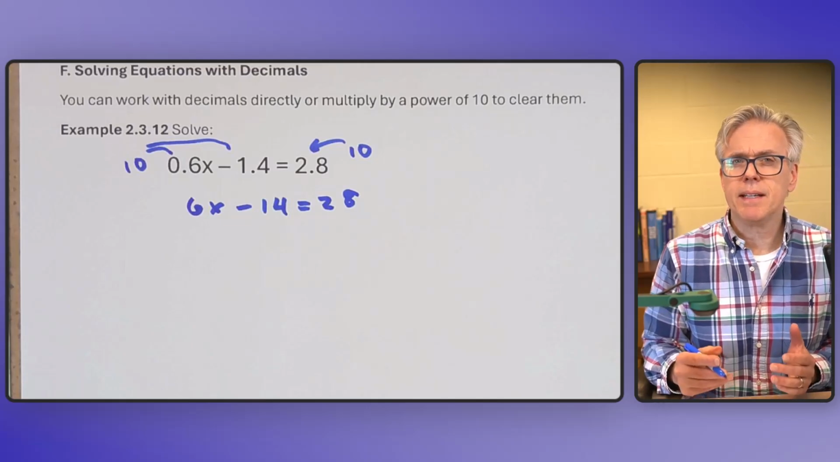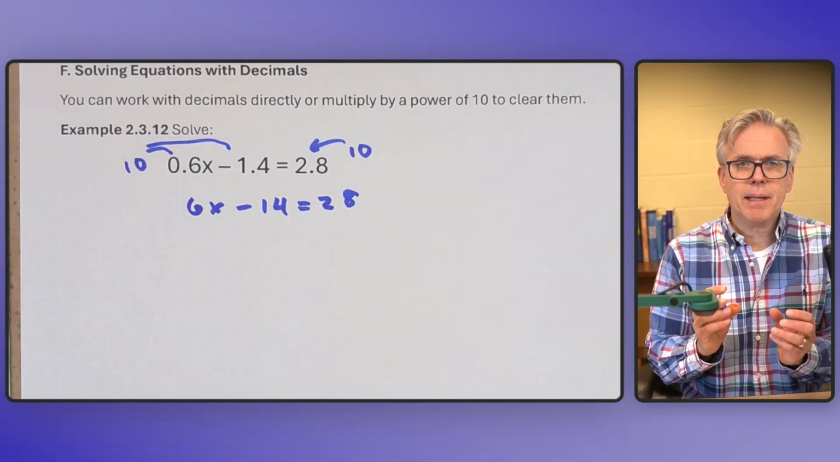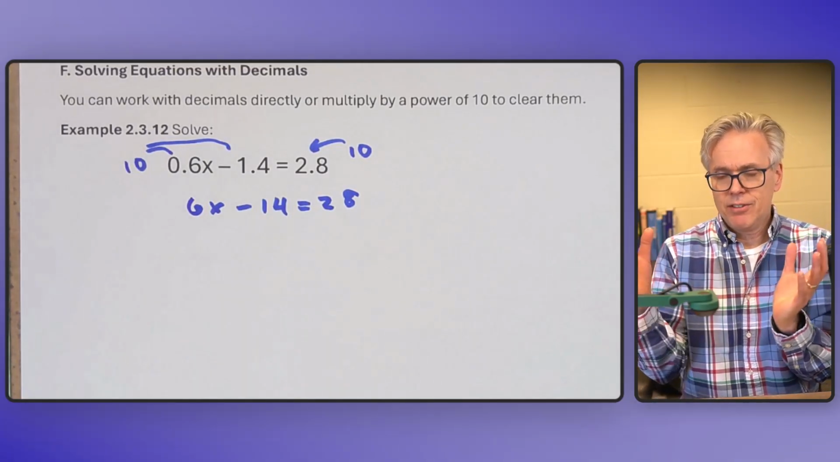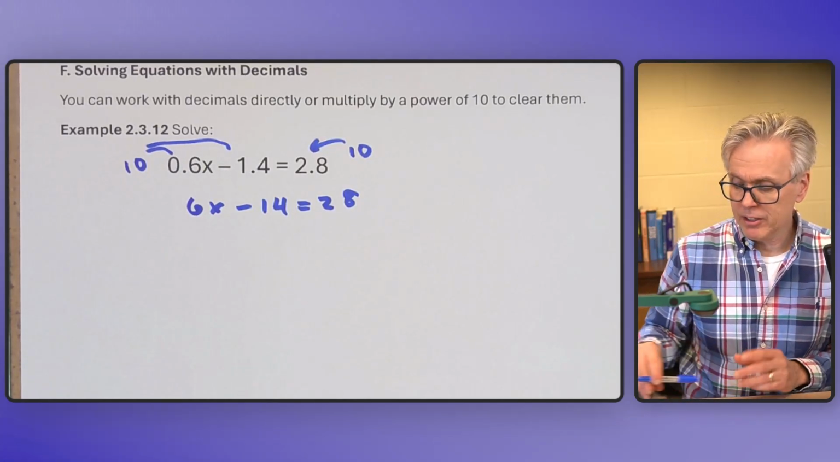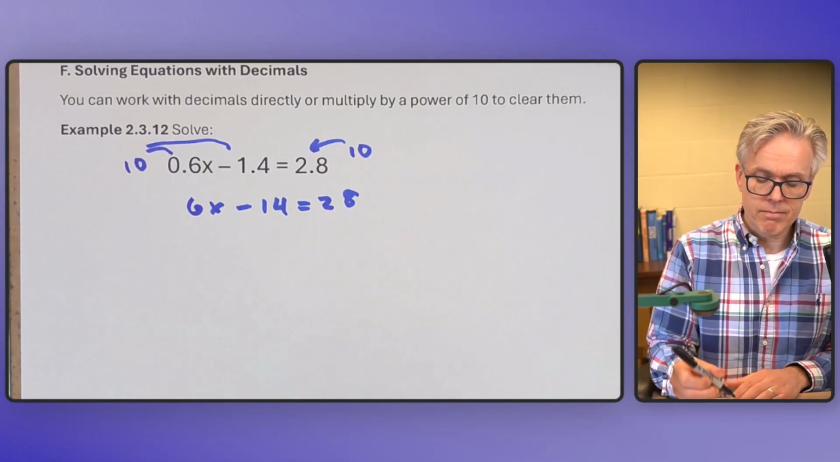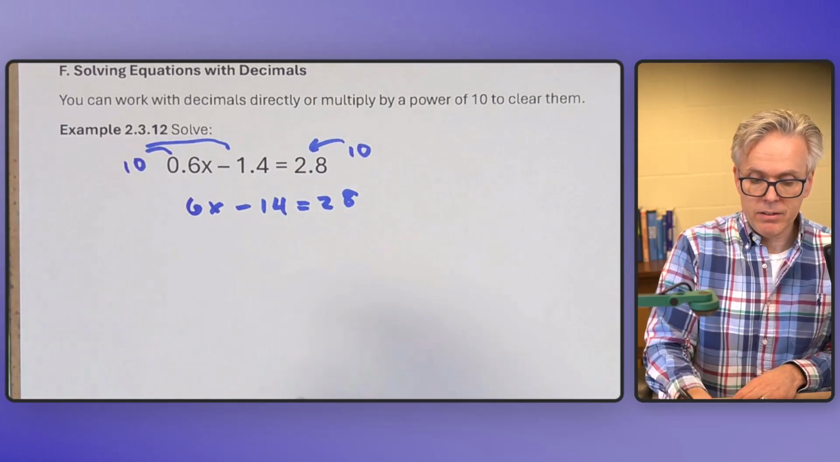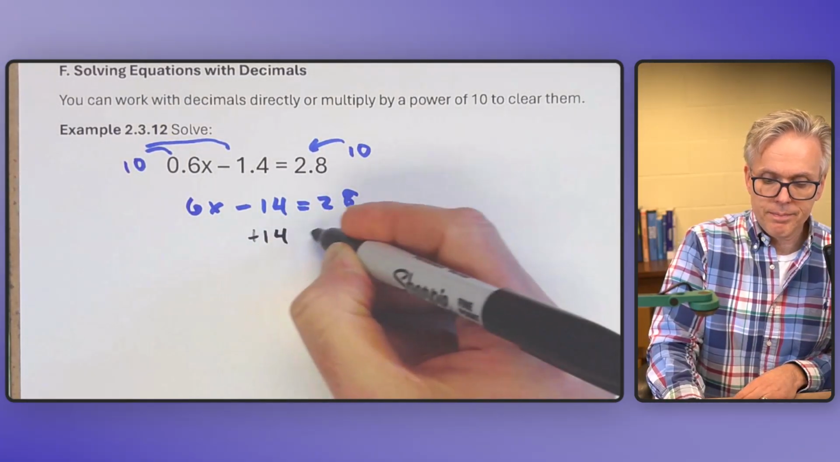It just makes it a little bit easier to work with, particularly when sometimes you'll have tenths, hundredths, thousandths. If you can go ahead and get all those as nice integers, it's just easier to look at. You get the same answer in the end. And so here, now it should be fairly standard. We're going to go ahead and add 14 to both sides.